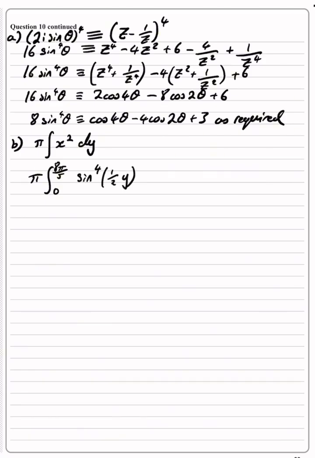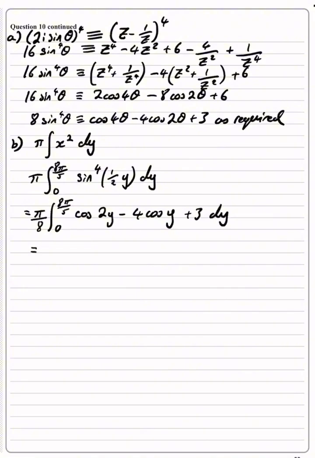So sine squared of a half y, square that, we get sine to the power of 4 of a half y. And then we can use our answer from part A. Now, we need an extra 8 in there, so what I'm going to do is take an 8th out, and therefore you can put an 8 inside it and just carry out the substitution. Obviously, theta is now a half y, so 4 theta will become 2y, 2 theta will become y, and we're integrating cos of 2y minus 4 cos of y plus 3, which is straightforward.